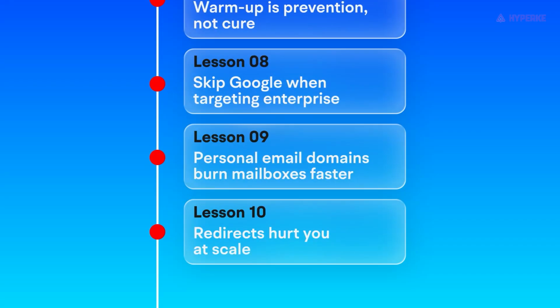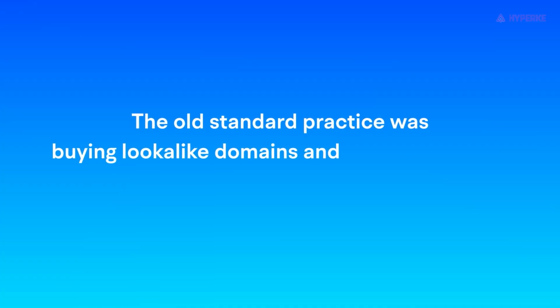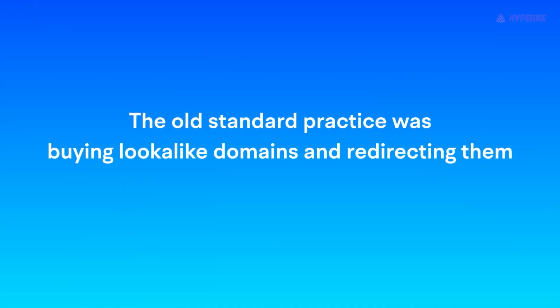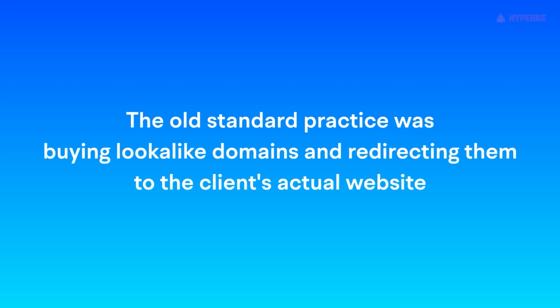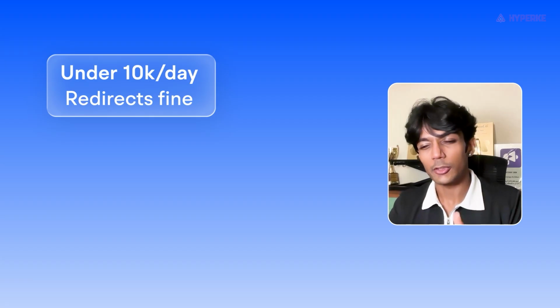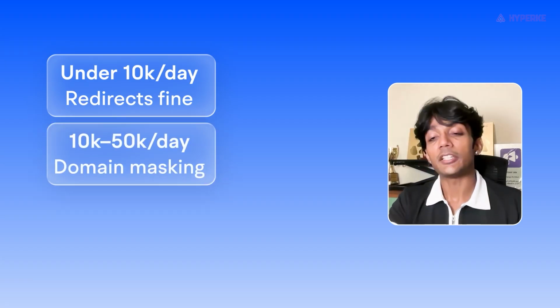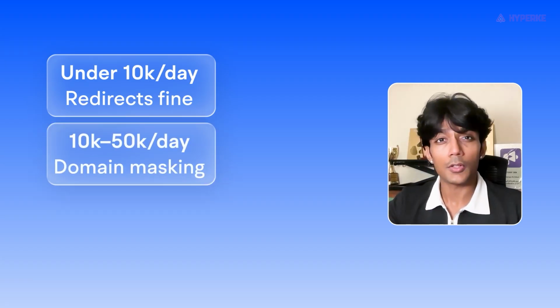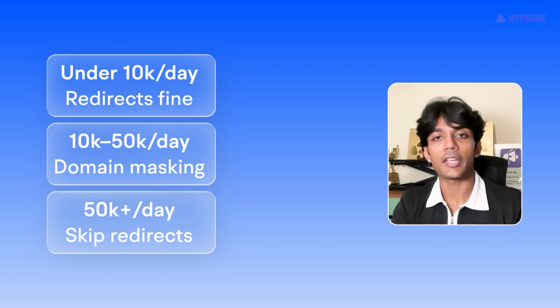Lesson number 10, redirects will actually hurt you at scale. So the standard practice with cold email is buying a bunch of secondary domains and redirecting them to your main website or your client's website. And this continues to work. But if you're trying to send more than 50,000 emails per day for a single offer, that means you are sending emails from thousands of domains, all redirecting to the same website.